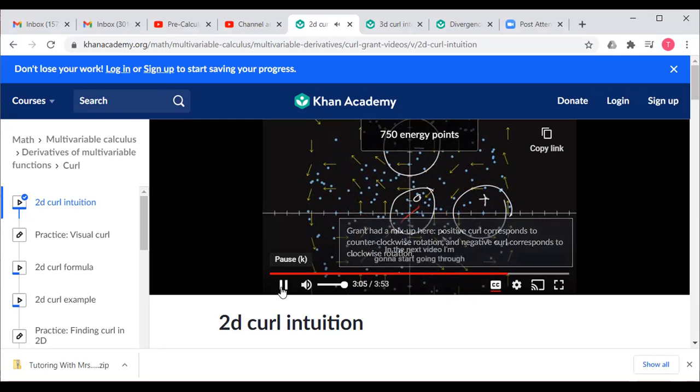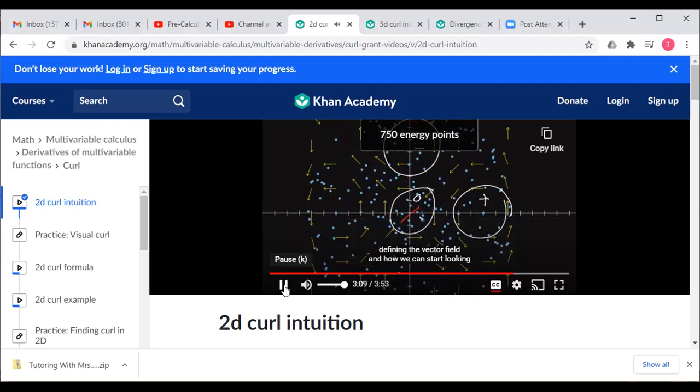In the next video, I'm going to start going through what this means in terms of the underlying function defining the vector field, and how we can start looking at the partial differential information of that function to quantify this intuition of fluid rotation.